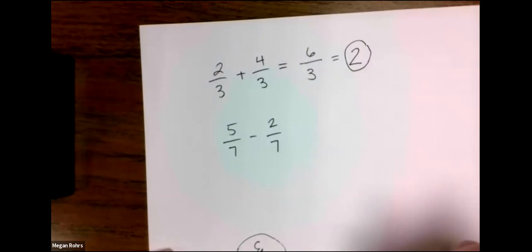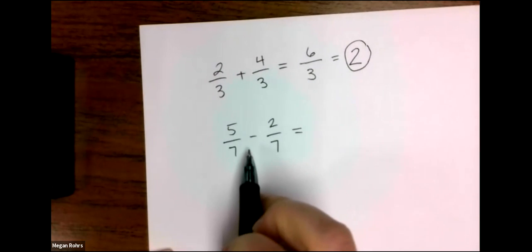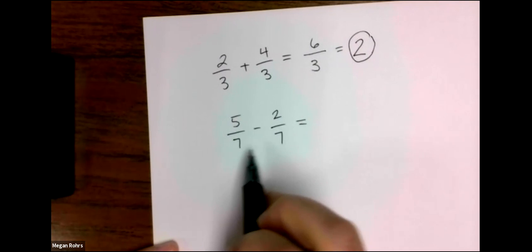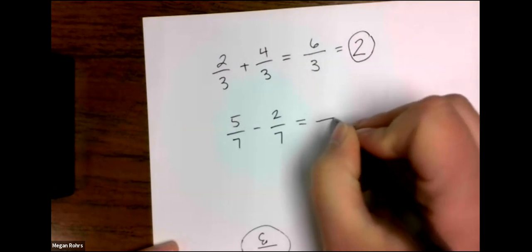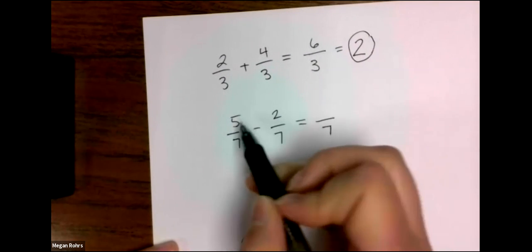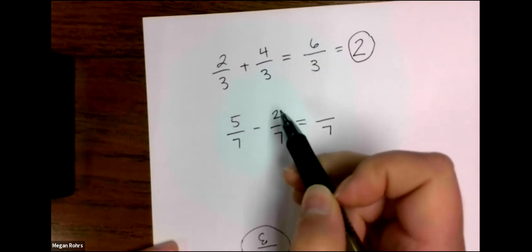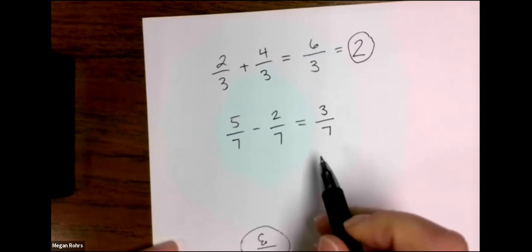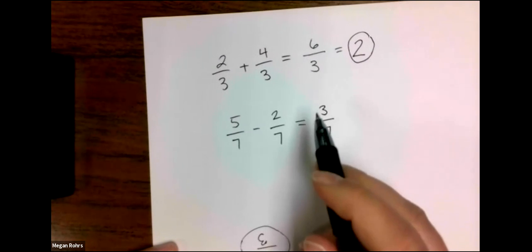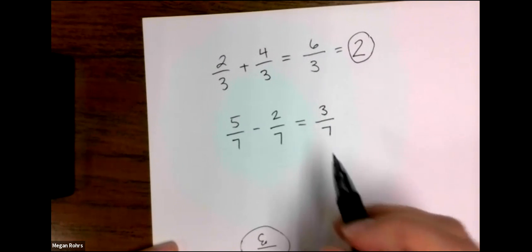Now, one more example with the denominators being the same. We'll do a subtraction problem here. So 5/7 minus 2/7. This is a subtraction problem. The denominators are the same, so we can keep the same denominator and just subtract the numerators. 5 minus 2 is 3. That is a proper fraction. The numerator is smaller than the denominator, so we can just leave our answer as is.